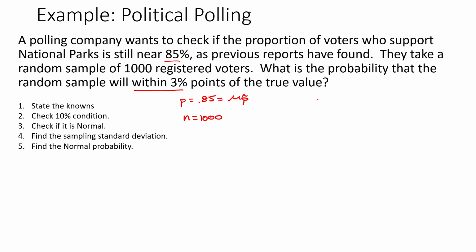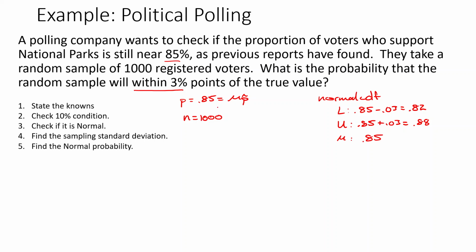So now within 3 means when we do our normal CDF, which hopefully we'll be able to do, but we'll have to check something first. Our lower and upper bounds will be 0.85 minus 0.03, which is 0.82, and 0.85 plus 0.03, which is 0.88. So between 82 and 88%. We know the mean already. It's going to be the 0.85.